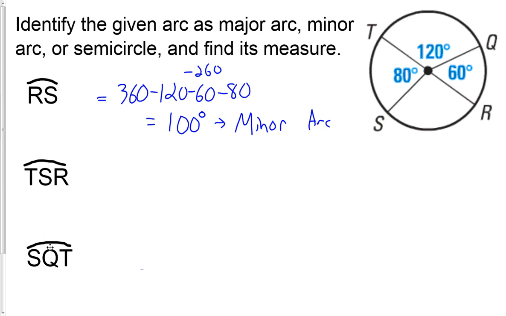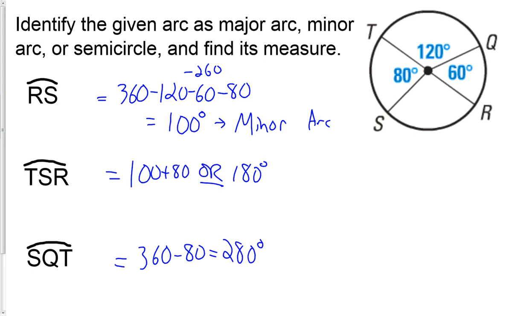So one of these is going to be a semicircle or both major arcs. TSR, TR goes straight through this point, and so that should be a semicircle. You could have noticed right away it's 180, or 100 plus 80, to get us 180. Lastly, SQT is everything but 80, so 360 minus 80 would give us 280. That's a major arc. So three letters form a major arc.